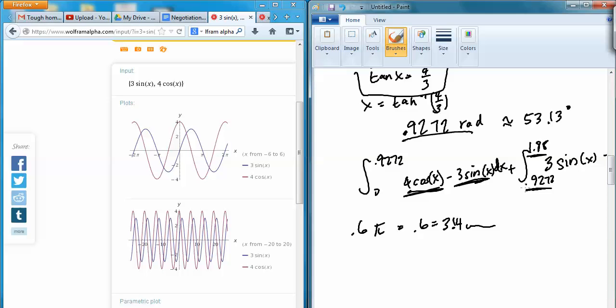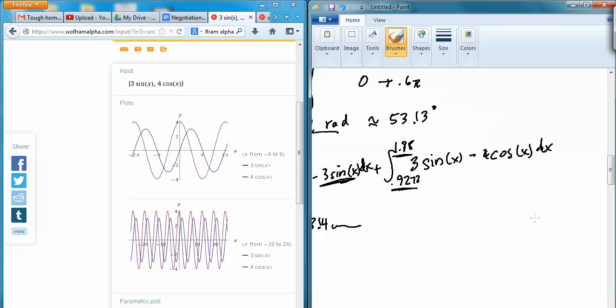So I basically went to the end of their interval. They said start at 0 and end at 0.6 pi. But I had to switch that up a little bit, because at this point what I need to do is take this 3 sine x, subtract 4 cosine x, because in this case, from that region to wherever it ends, the sine is on top and the cosine's on the bottom. So I'm going to subtract those two. And that's it.